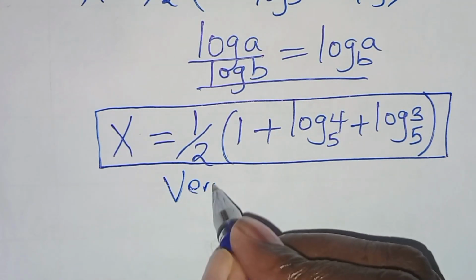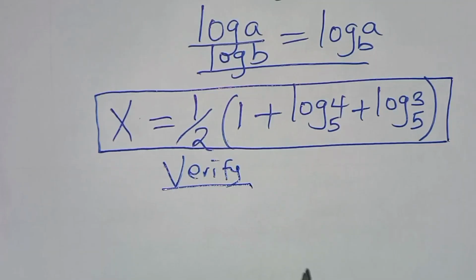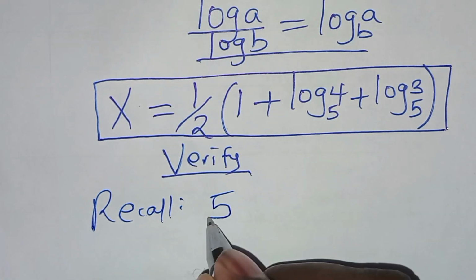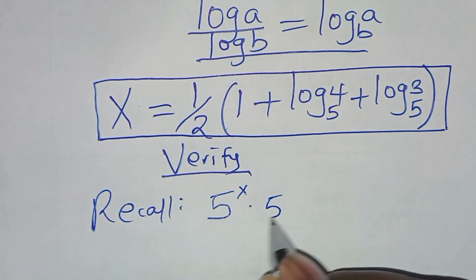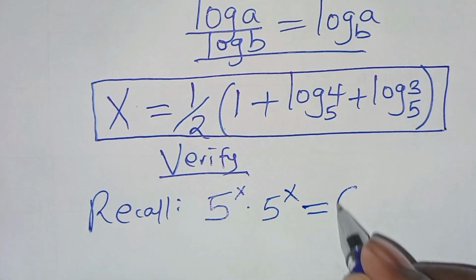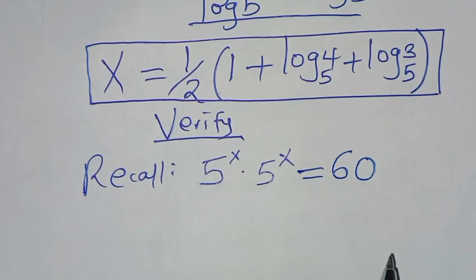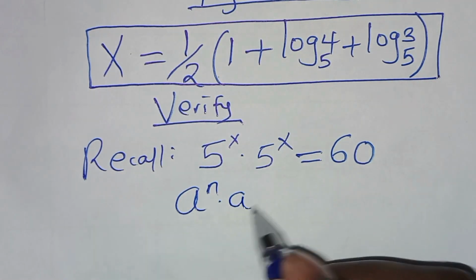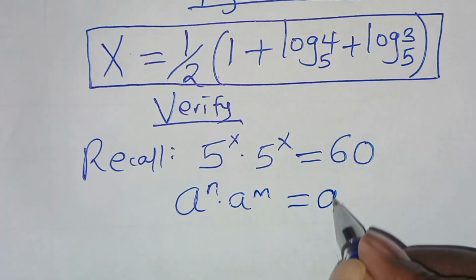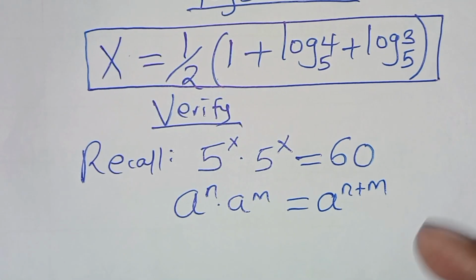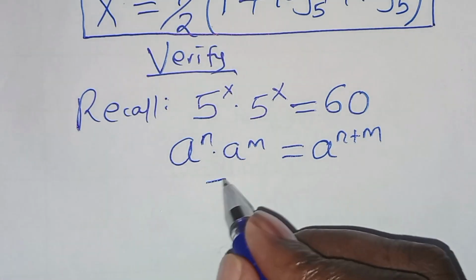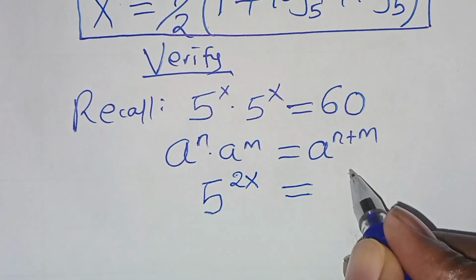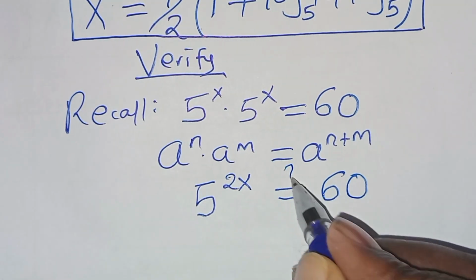Let's verify here. Now, if you recall, we started with 5 to power x times 5 to power x. This is supposed to give us a value of 60. And this exponential equation is in the form of a to power n times a to power m, which we can express as a to power n plus m. So this guarantees us to have 5 to power x plus x, which is 2x. This should give us a value of 60.